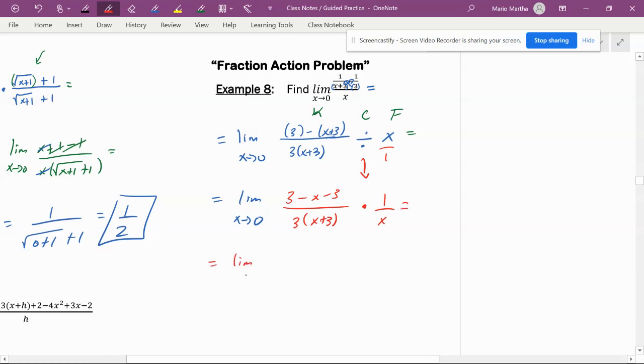So we're looking at the limit as x approaches 0. 3 minus 3 is 0, so it's negative x divided by 3 times x plus 3, right? Combine these two. This goes away with that, and now you're looking at the limit as x approaches 0 of negative 1 over 3 times x plus 3. Do your direct substitution, and we end up with negative 1/9.